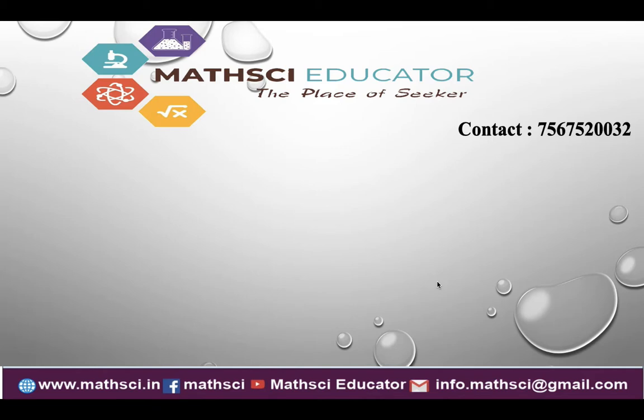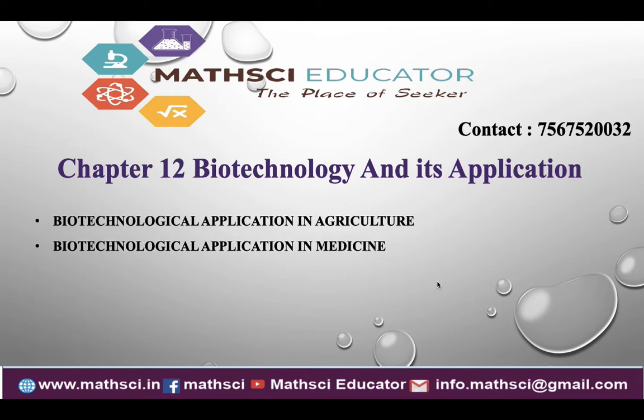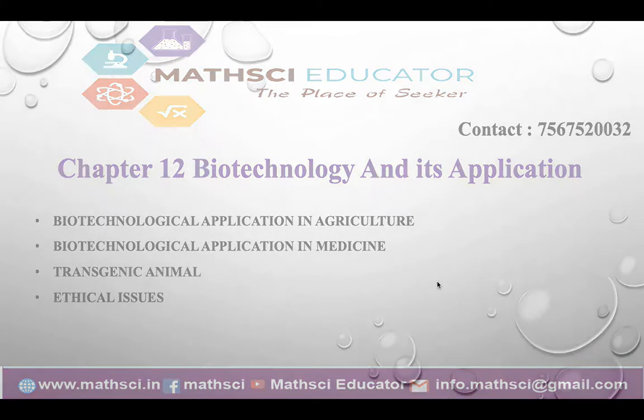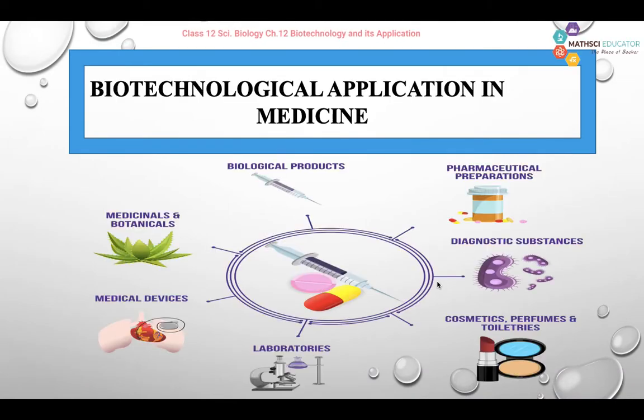Today we are going to learn our 12th standard biology, and we will continue with chapter number 12, that is biotechnology and its application. In this chapter we have already completed the biotechnological application in agriculture, and now we move towards the biotechnological application in medicines. After that we will cover transgenic animals and ethical issues. So now we talk about biotechnological application in medicines.